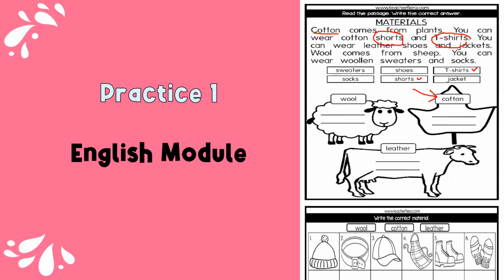And number 2, there's actually a sentence here. It's okay, let me tell you. Leather comes from cow. So you can wear leather what? Leather shoes and jacket. Which one is leather? This one. So you find shoes and jacket. Okay, and next you have to write the correct materials. Okay, we have already said earlier. So picture 1 is what? Picture 1 is cotton. Very good. And then you do number 2, number 3, number 4, number 5 and number 6. Right?